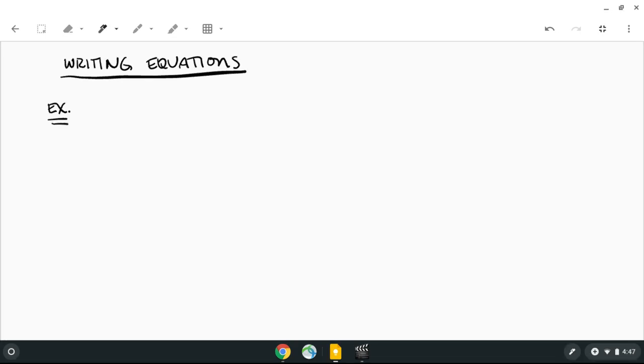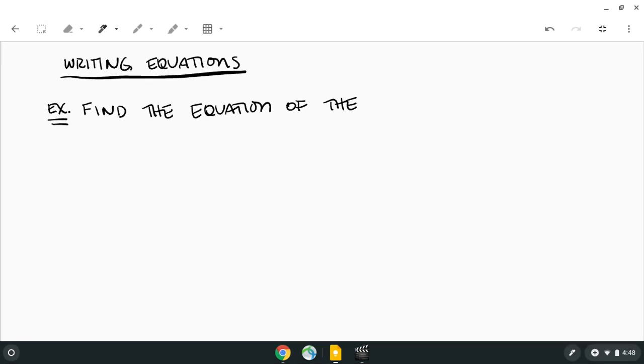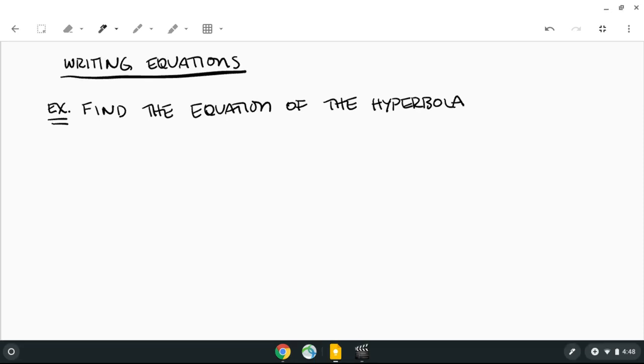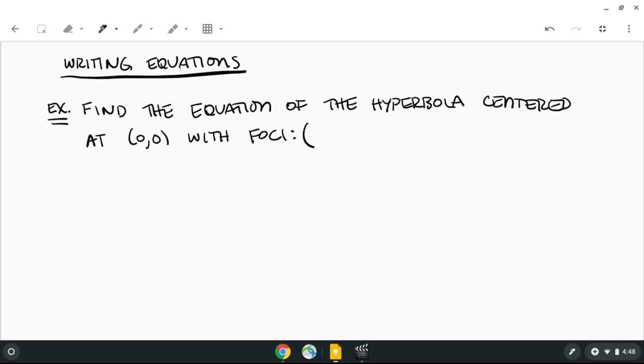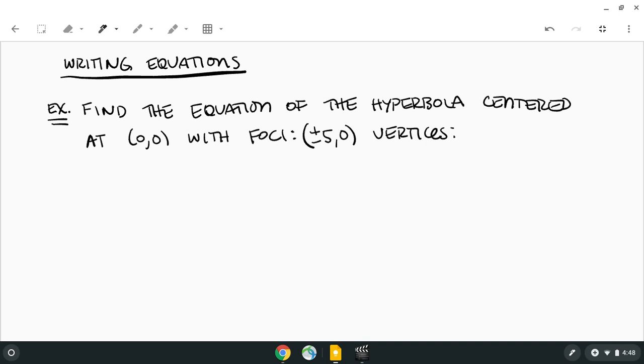Find the equation of the hyperbola centered at 0, 0 with foci at plus minus 5, 0, and vertices at plus minus 3, 0.